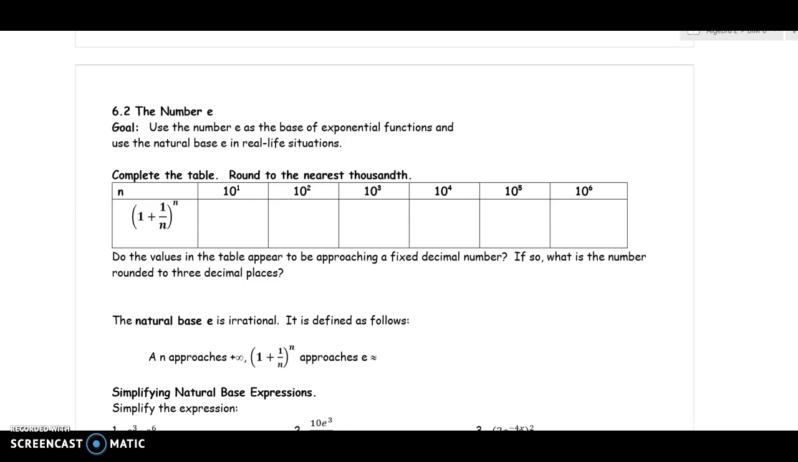He did this a couple times. Like 10 squared is 100, so he would do 1 plus 1 over 100 raised to the 100th. He would do 1 plus 1 over 10,000 raised to the 10,000th, and so on.